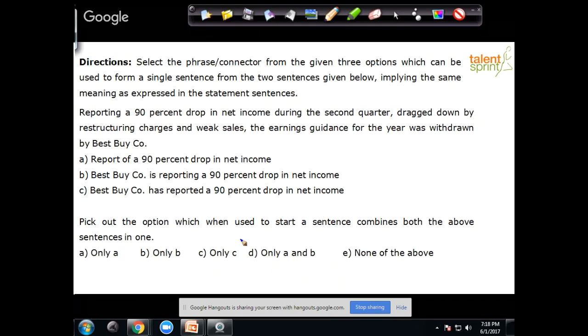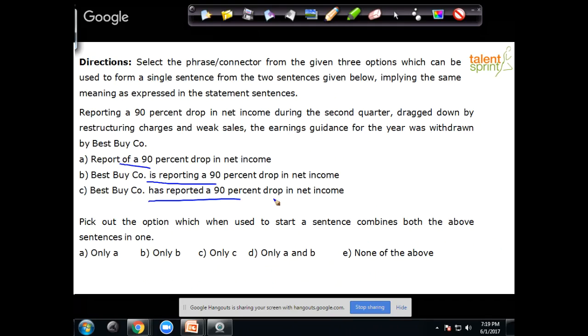Chalo, in this also, let's look at it. Reporting a 90% drop in net income. Now, if you look at all the options, it's more of a tense question here, right? Report of a 90% drop in net income. Best Buy is reporting a 90%. Best Buy has reported a 90%. So, at least for me, all three have different tenses. B has a progressive, continuous tense. C has a perfect tense. And A, report of a 90% drop in net income, starts like a passive construction.